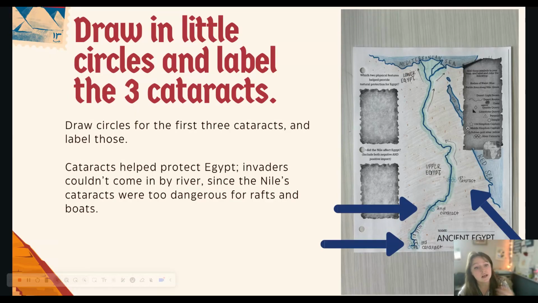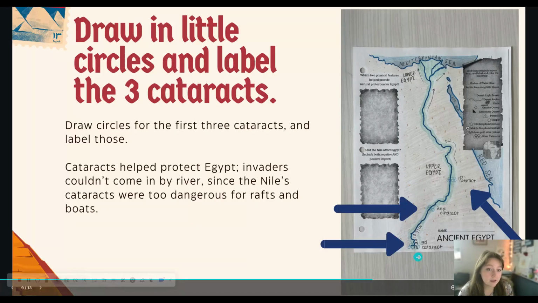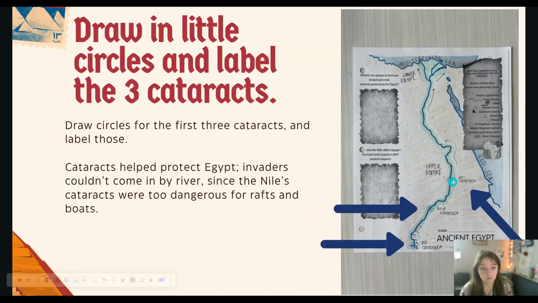Those cataracts were another natural barrier for Egypt. Invaders from the south, from down here, couldn't just go up the stream because there were these dangerous rapids that were really rocky and the water flowed really fast. But up here, Egyptians could kind of travel and trade and almost use the river as like a highway.